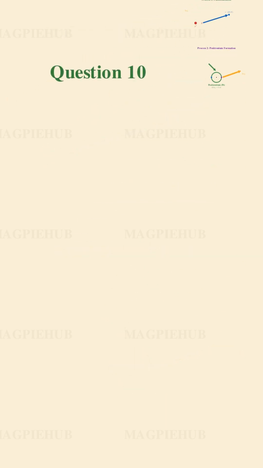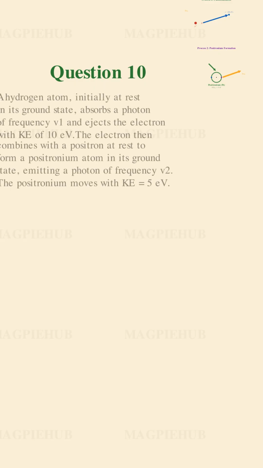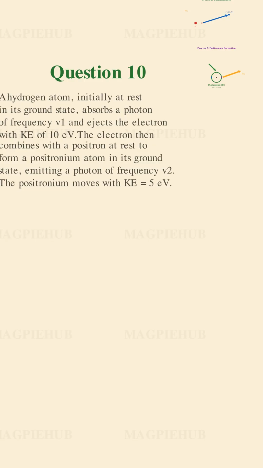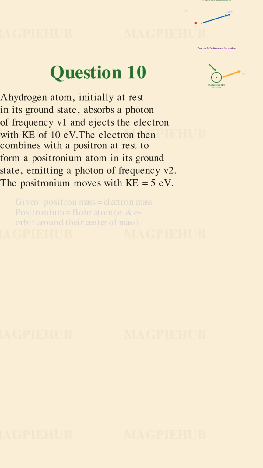Here is the question. A hydrogen atom, initially at rest in its ground state, absorbs a photon of frequency Nu1 and ejects the electron with a kinetic energy of 10 electron volts. The electron then combines with a positron at rest to form a positronium atom in its ground state, simultaneously emitting a photon of frequency Nu2. The center of mass of the positronium moves with a kinetic energy of 5 electron volts.